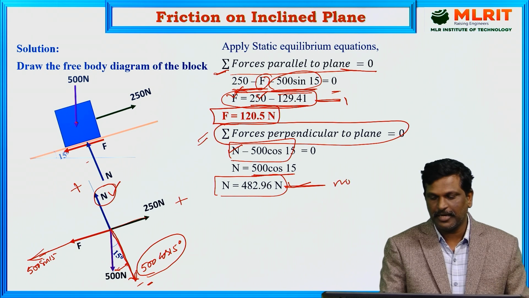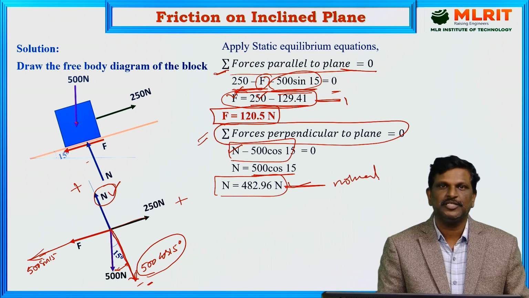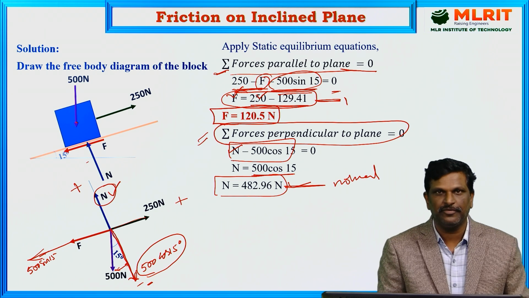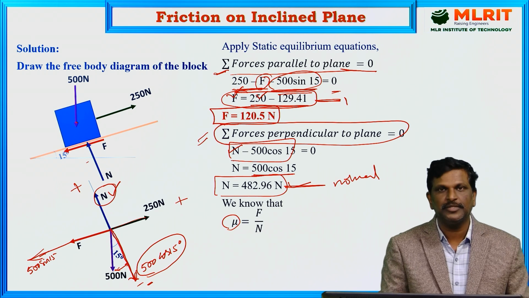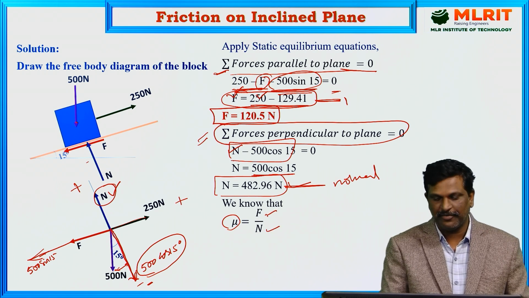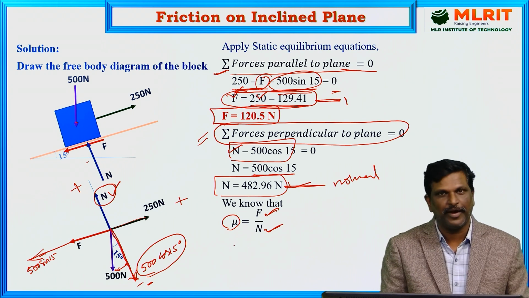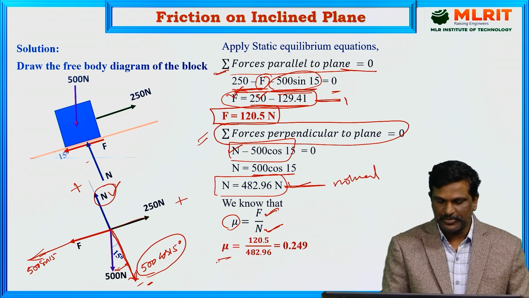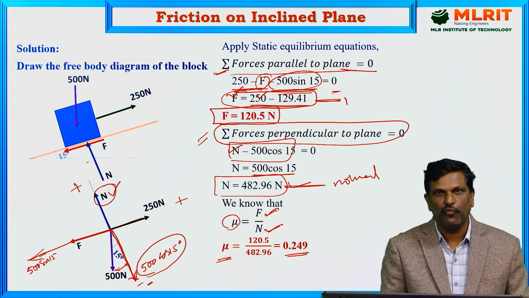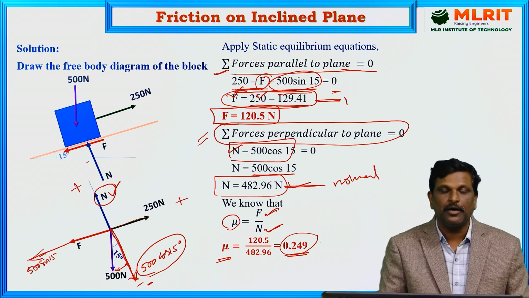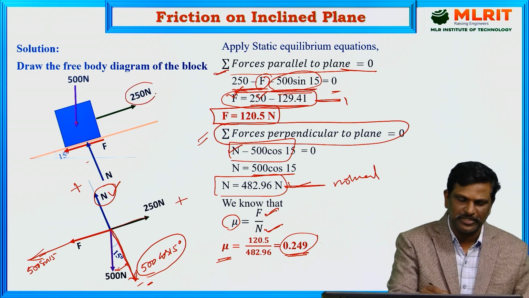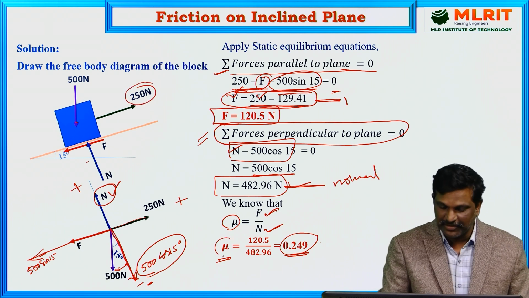Now from the first equation we got the value of friction, and from the second equation we got the value of normal reaction. By using these two we can calculate the coefficient of friction. We know that the coefficient of friction mu is equal to F by N, limiting friction divided by normal reaction. Now substitute the values of F and N in this equation to find the coefficient of friction. So the mu value is given by 0.249. It is a unitless parameter. So this is how we can find the coefficient of friction or any unknown forces, or what is the minimum force required to keep the body under equilibrium. If friction is given, we can calculate.